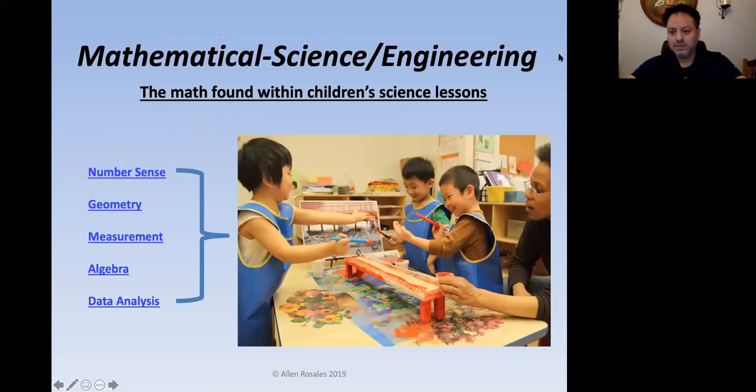When you look at this picture here, what comes to mind? What engineering concepts are the children exploring, and what math can be included based on the materials that are provided? You can feel free to write in the chat or unmute and share your ideas.